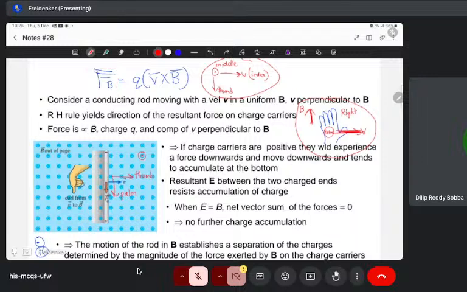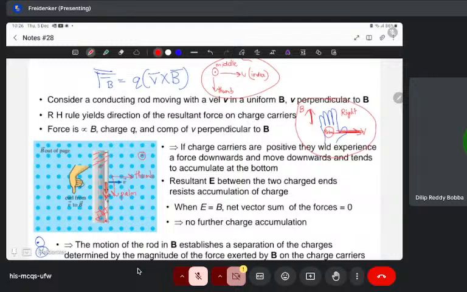So what does this mean? All my charges in this rod will start going down. And when they start going down, all positive charges will start getting accumulated here. Likewise, there will be negative charges, because positive charges will experience a force in the direction of the magnetic force because Q is positive there. If Q is negative, then you will experience force in the opposite direction. So all negative charges will go up and positive charges will go down.